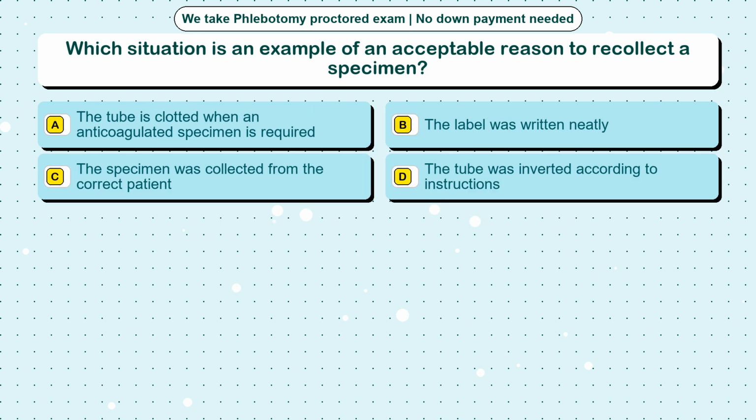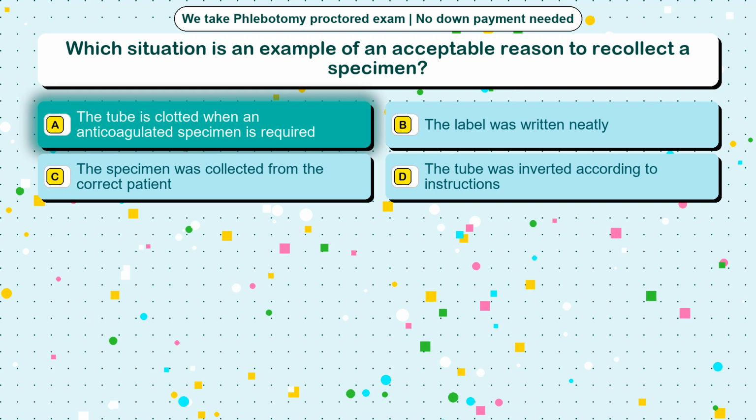Question 63. Which situation is an example of an acceptable reason to recollect a specimen? Option A. The tube is clotted when an anticoagulated specimen is required. Option B. The label was written neatly. Option C. The specimen was collected from the correct patient. Option D. The tube was inverted according to instructions.